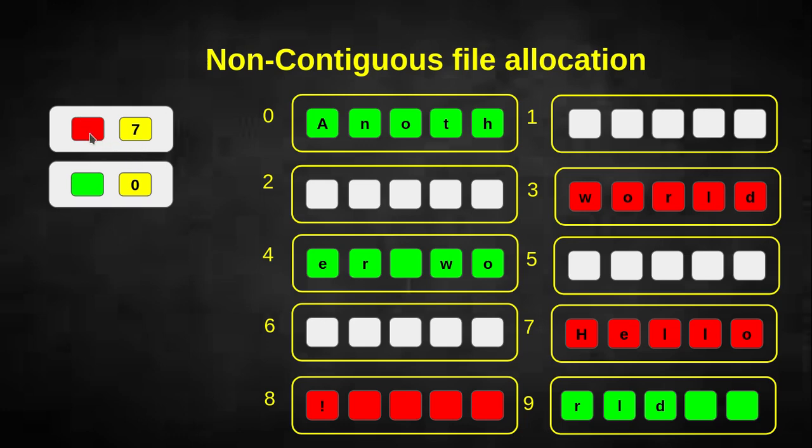The starting block for this file is block 7. We go over to block 7 and we see it's "hello". For the green file, it's block 0. We go over here and we see it's "ANOTH". And so these are the starting blocks. But then how do we connect the entire file together? How do we bring everything together?